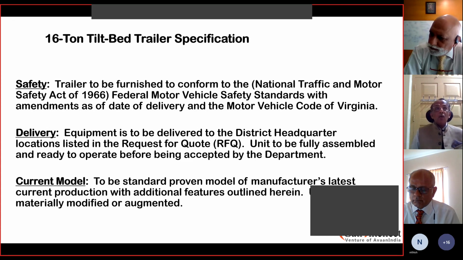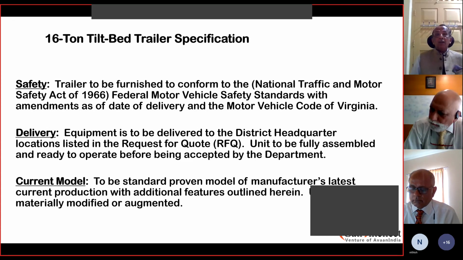Thank you, Yogesh. I have one more doubt because this sentence is a little ambiguous. Manufacturer's latest current production with additional features outlined herein.